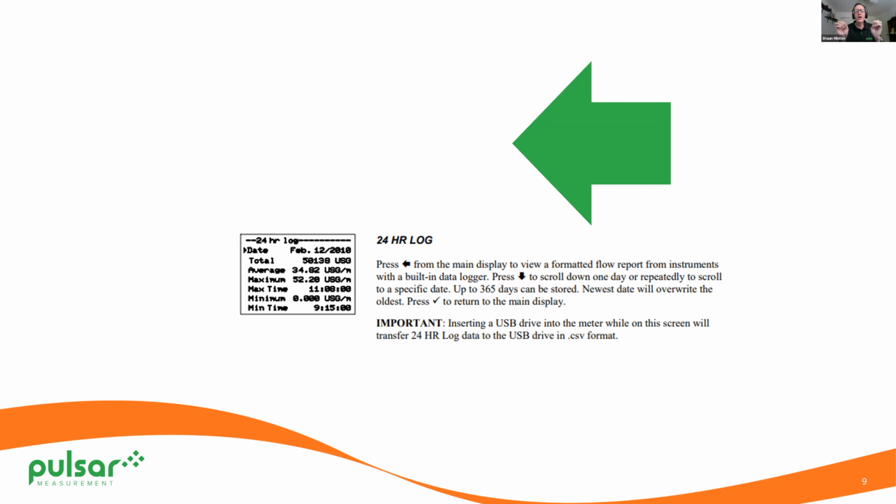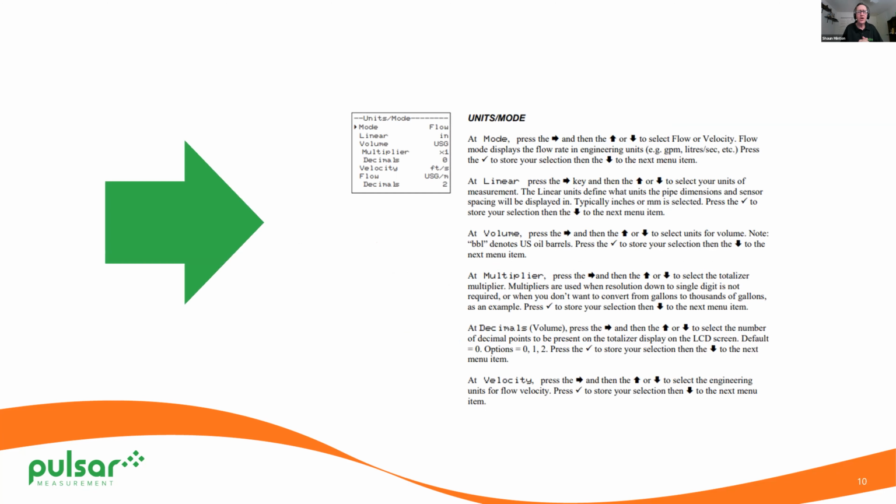So this is kind of a real-time snapshot of what your unit's been doing over the last day or so. That's by hitting the left arrow button. Where a lot of the magic happens is when you hit the right arrow button and go into the settings. When you go into the settings, you'll see a kind of a tree of information.